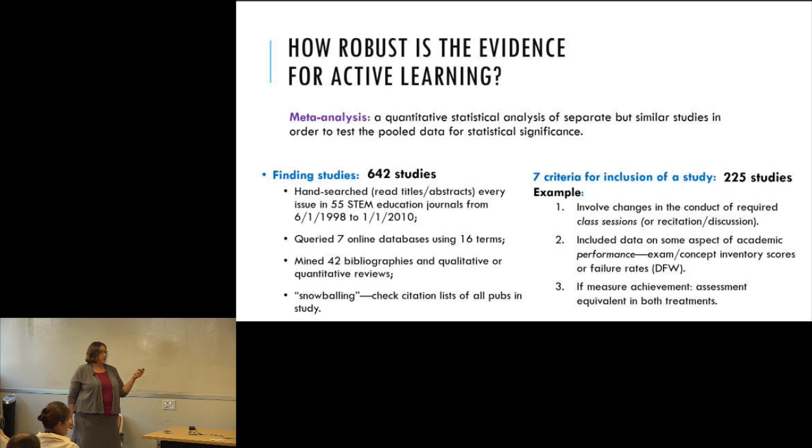Once we went through our criteria, we only ended up with 225 studies. So the majority of the studies didn't actually meet these criteria. Anyone who does a meta-analysis runs into this. There are studies that don't even report the standard deviations or other estimates. You can't work with some of the papers.